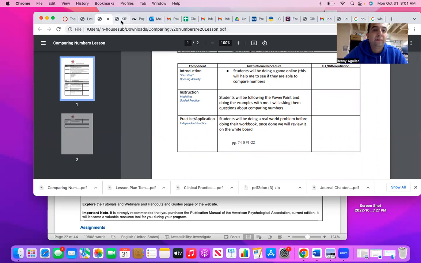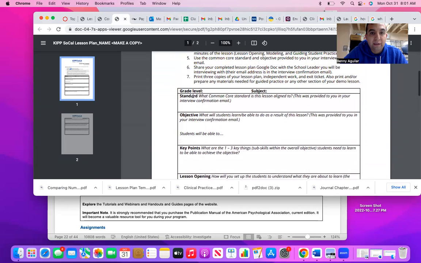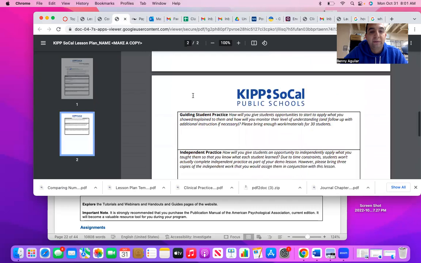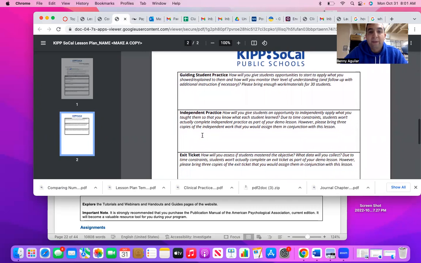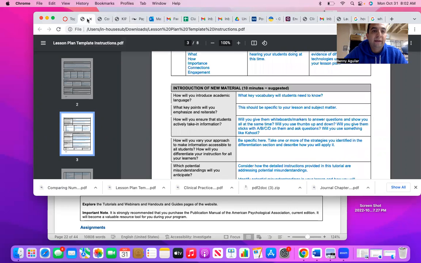And then the other template that I had has similar things, but the one thing I love about this one is that you have the modeling, which is I do, guided practice, we do, and then you do. And then you have the exit ticket. And then it asks for three things that might be difficult for me.